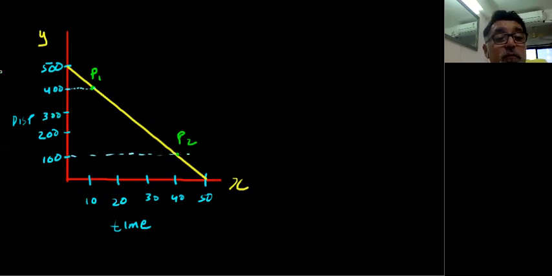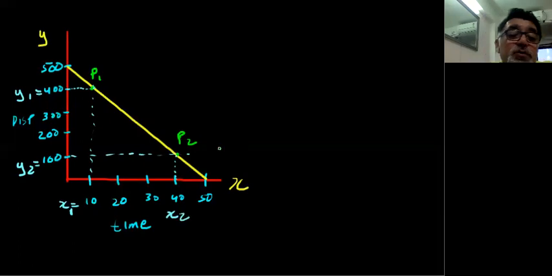Now as you can see, I have already produced point P1 on the y-axis, so this point will become our y1. This point P2, which I have produced on the y-axis, will become our y2. Similarly, if I produce the point P1 downwards on the x-axis, this will become my x1. And if I produce P2 downwards, this will become my x2. So now I have all my 4 values: x1, y1, x2, y2.